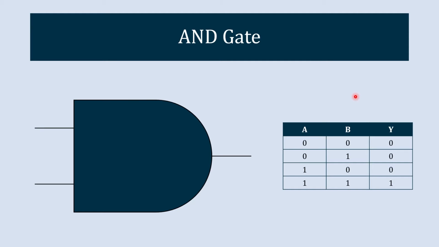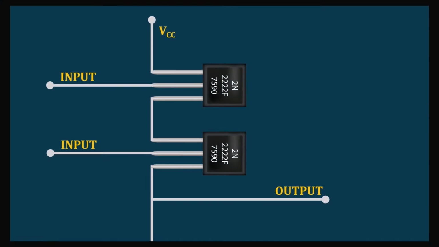Basically, this AND gate performs the multiplication operation. When 0 into 0 is multiplied, the result is 0. 0 into 1 is also 0, 1 into 0 is also 0. But when we multiply 1 with 1, we get 1. So now let's jump into this AND gate and understand what is inside it and how it functions.